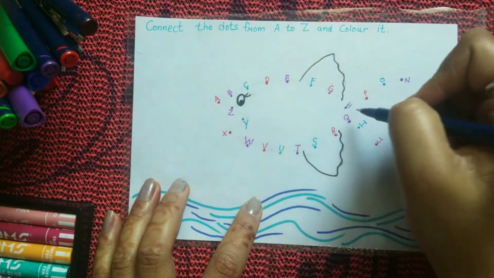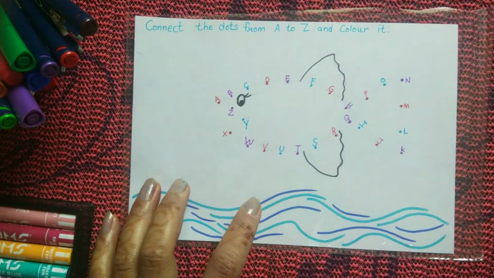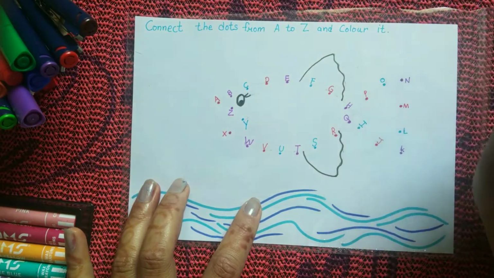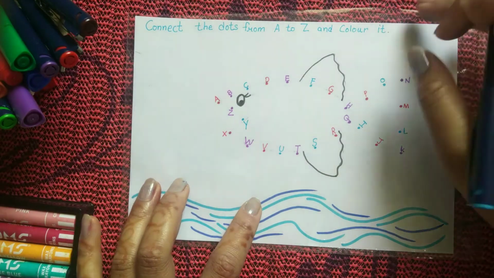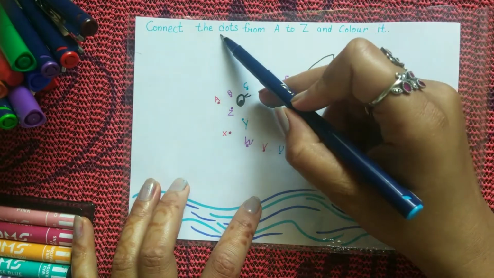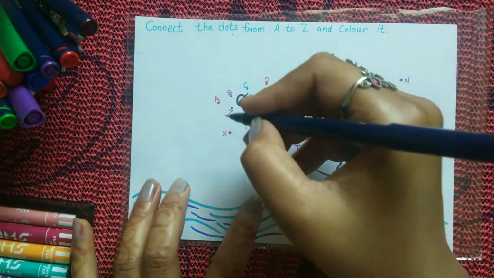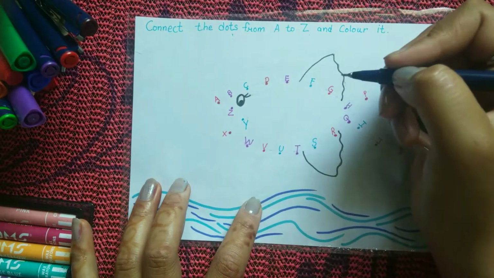We have all the alphabets written over here from A to Z. So how many alphabets do we have, everybody? Yes, we have 26 alphabets. So what do we have to do? We have to color it also, and we have to connect it with the dots from A to Z. So let's start from letter A, everybody.